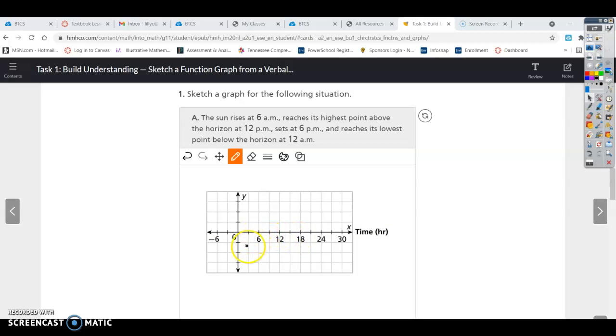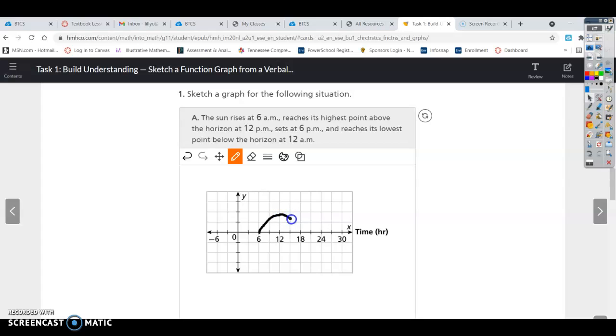So you can start at 0 if you want. We can start at 6 a.m. It doesn't matter, but we're going to sketch what this represents. So if it's going to rise at 6 a.m., that means it's coming up above ground, and it's going to reach its highest point at 12. So we're going to have a graph, and it's going to reach its highest point at noon, and then it's going to set at 6.